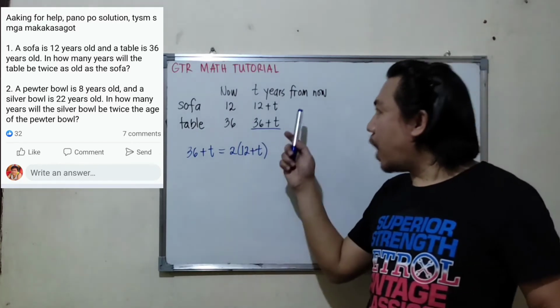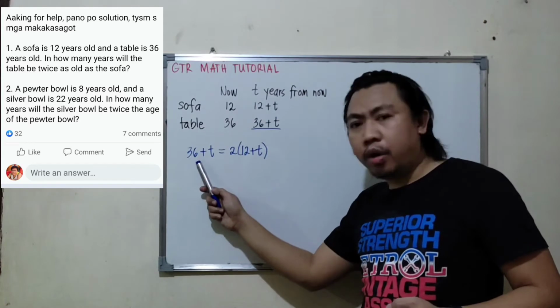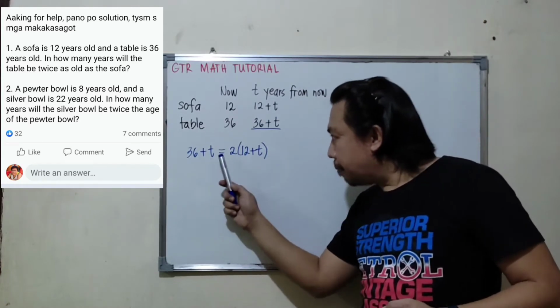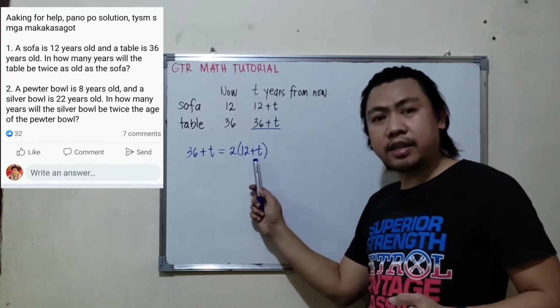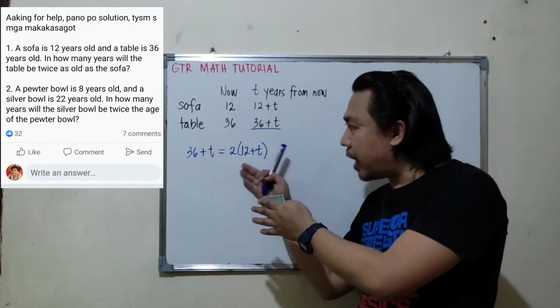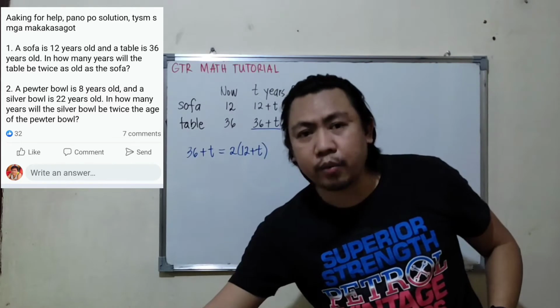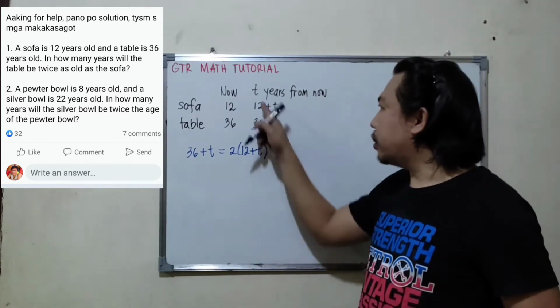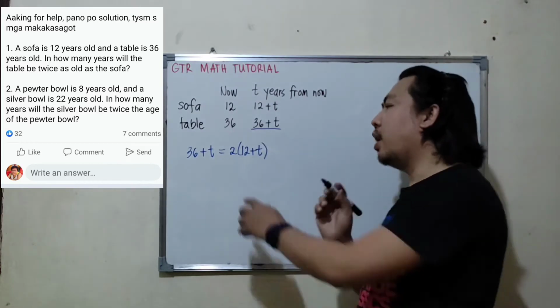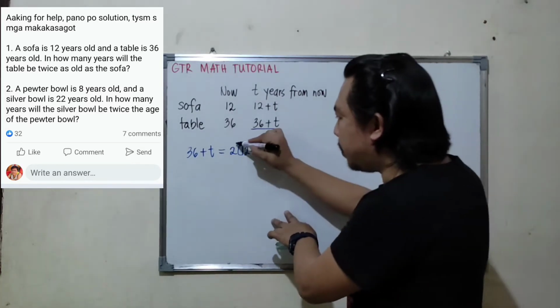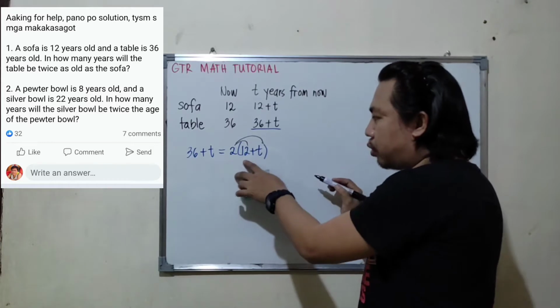So, ganun lang. So, in how many years will the table be twice as old as the sofa? Okay? So, word by word yun. So, yun yung ating magiging equation. Then, just solve for t. So, t is the t years from now. So, magiging twice as old daw siya. Okay, so just solve for t. So, just distribute this. Distribute 2 to 12 and t.